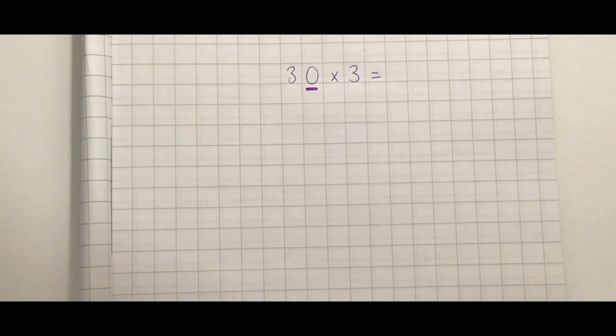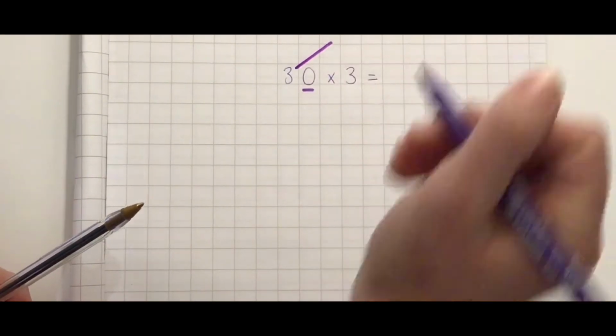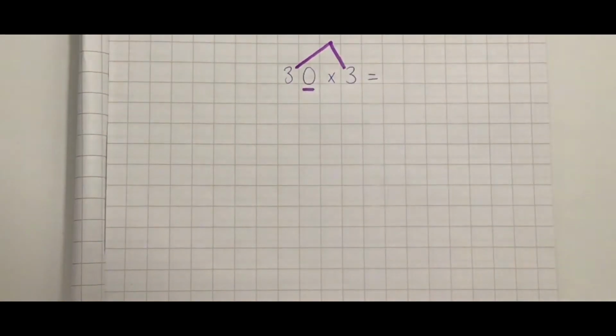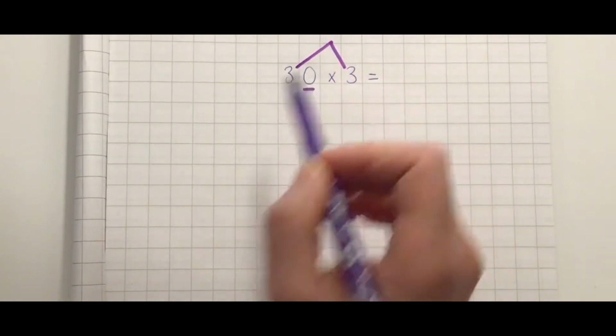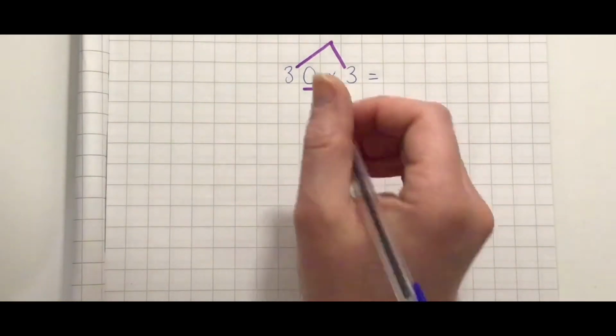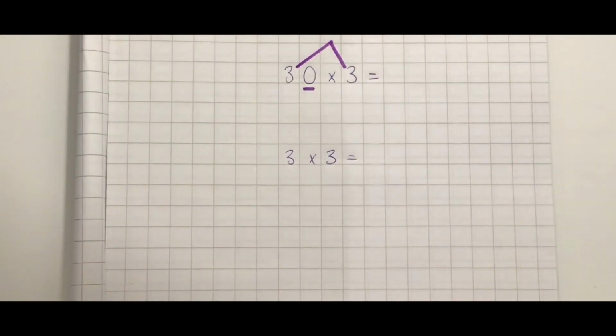So this is where our magic trick comes into place. So I'm going to draw my wizard's hat from the 3 in 30 and then join that to the number which we are multiplying by, which is 3. So we can see from this shape it sort of looks like a wizard's hat. Okay, so this has given me an easier multiplication to work out. So we now have 3 times 3. So I can use my multiplication facts for the 3 times tables.